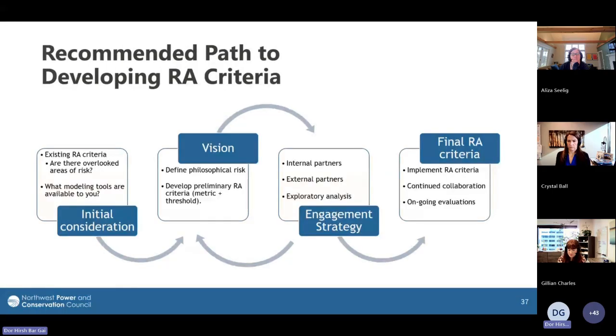Broadly speaking, your path to developing RA, or a suggested path, starts with an initial consideration. Understand what's out there, and understand what modeling tools are available to you, which feeds into the vision. Ask the questions of what it is that you want to philosophically protect against, and then develop your preliminary criteria. Then engagement strategy: internal, external partners, exploratory analysis. There's a reason the arrow goes both ways. And as you saw from the council's example, 2-3 years and even more finally led to a final RA criteria.